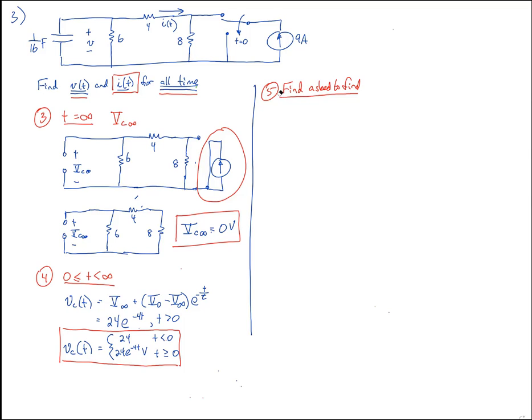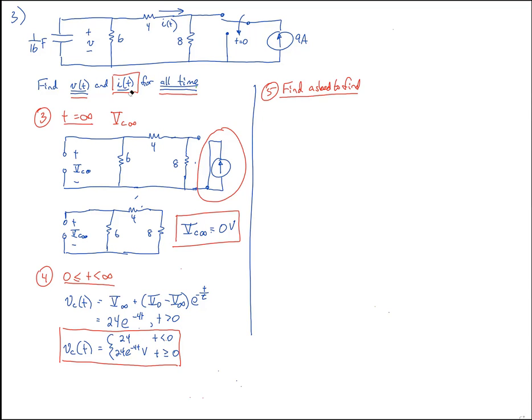So step 5 is we have to find what we're asked to find. And we've been asked to find the voltage for all time. We've done that. We're also asked to find the current for all time, and we haven't done that. So let's begin with this. There's 2 time regions, time less than 0 and time greater than 0. So the only way to figure this out is to solve for each time region.